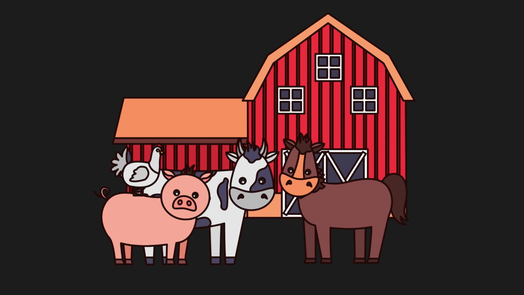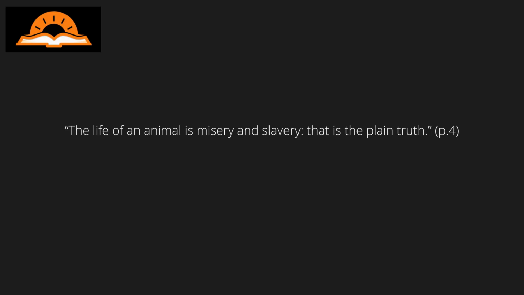The mastermind behind the revolution is an old boar called Old Major, and Old Major convinces the animals to revolt by arguing that their lives are characterized by unnecessary hard labor and misery. According to Old Major, the life of an animal is misery and slavery. That is the plain truth.